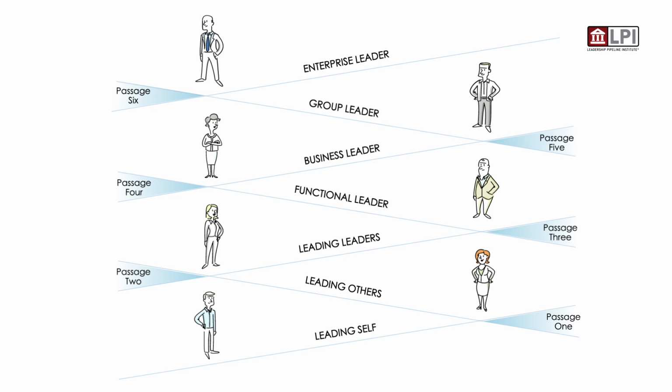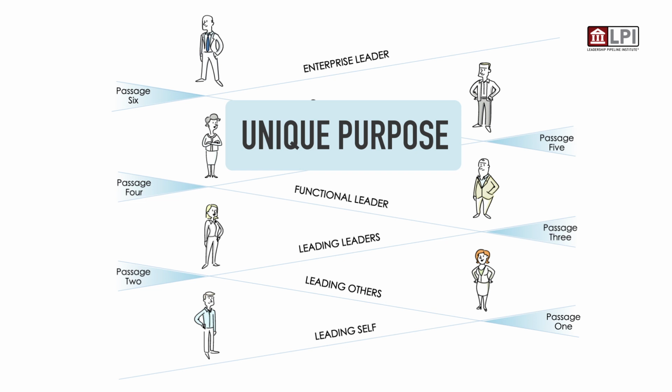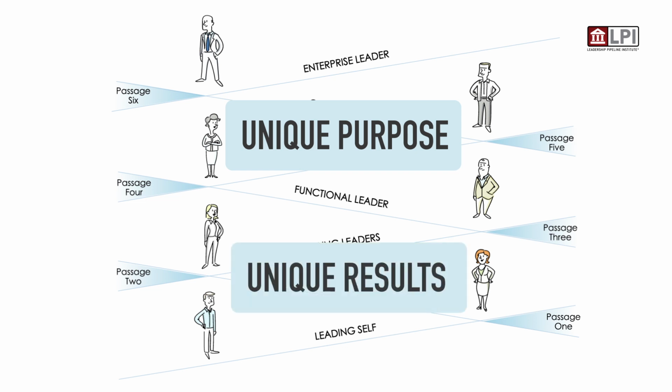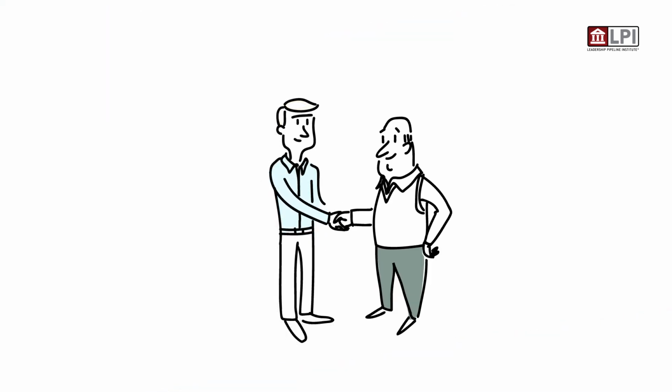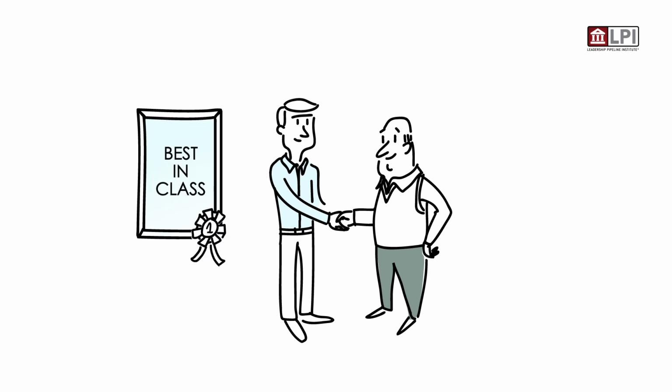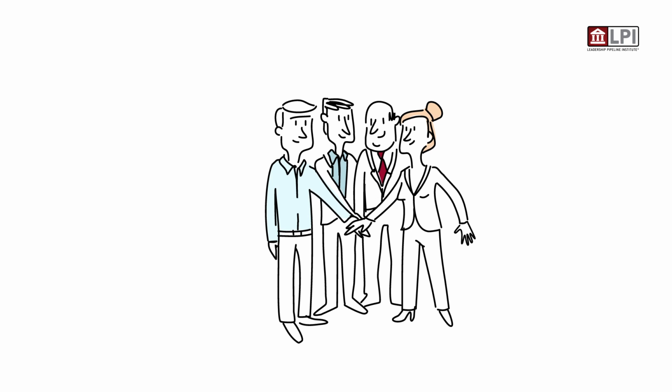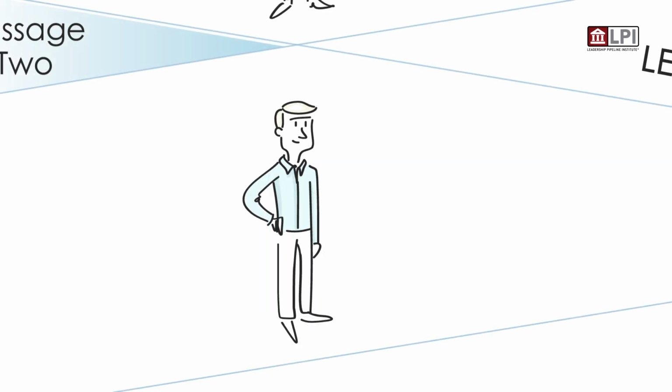Let's take a high-level look at how each layer in the Leadership Pipeline has a unique purpose and delivers unique results. As an individual contributor, you deliver high-quality products or services that add value for the customers. You achieve results through personal proficiency. And you proactively manage yourself and act as a team player.